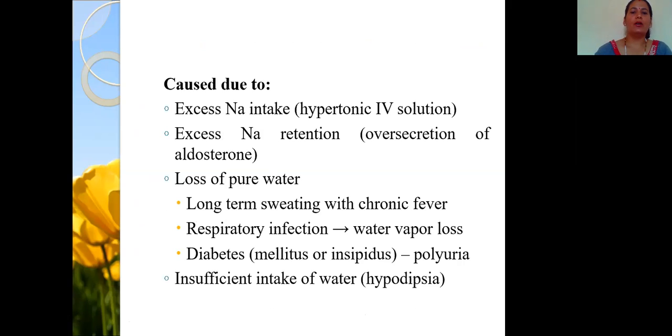It can also be caused by excess sodium intake, that is hypertonic IV solution, excess sodium retention, oversecretion of aldosterone, and loss of pure water. For example, long-term sweating with chronic fever, respiratory infection, water vapor losses, and diabetes mellitus or insipidus due to polyuria, and in hypodipsia, insufficient intake of water. These are some of the causes due to which hypernatremia can be caused.